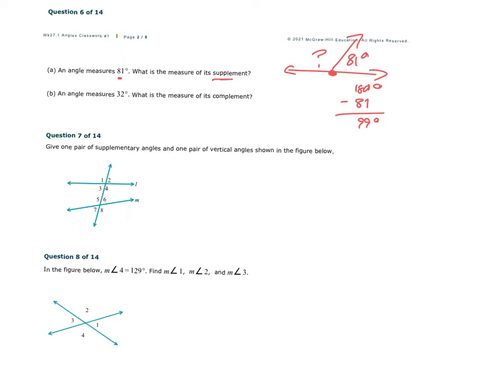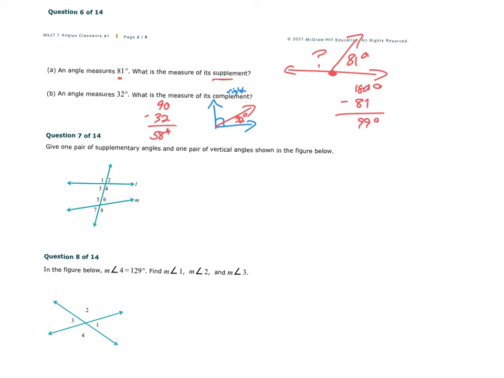Okay, next, an angle measures 32 degrees. What is the measure of its complement? They complement if they make a right angle. And the way I remember that is it is right to complement someone. So it makes 90 degrees total. One of them is 32 degrees. So 90 minus 32 gives us the other one. The answer is 58 degrees.